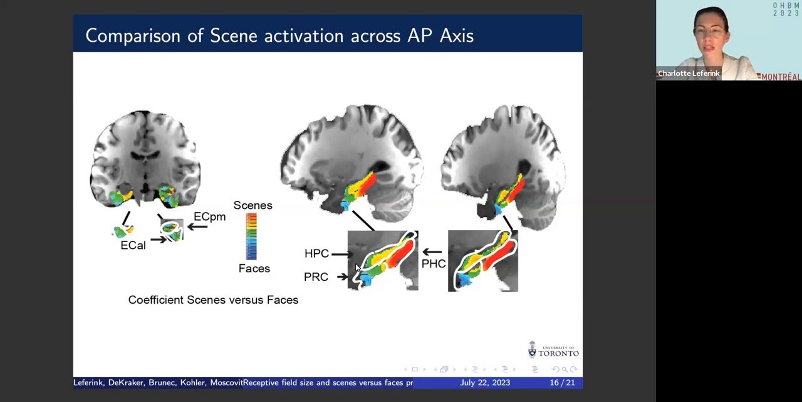And these results align nicely with the size of receptive field that we found. So large receptive field size in parahippocampal cortex aligns well with the greater scene activation within parahippocampal cortex. And the gradient going from smaller receptive field size to larger receptive field size aligns nicely with the scene activation within the hippocampus, where less scene activation in posterior and greater scene activation in anterior aligns with the larger receptive field sizes in anterior hippocampus.